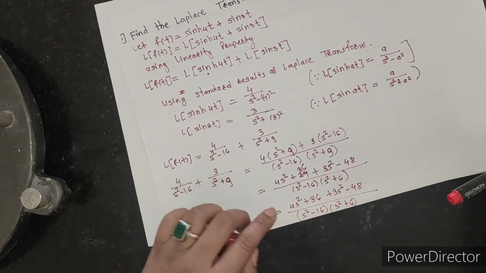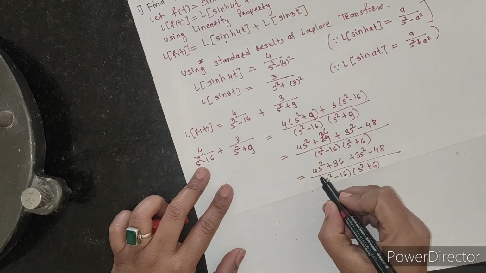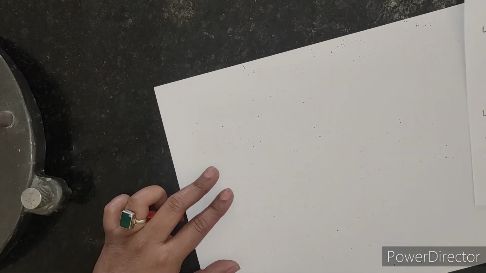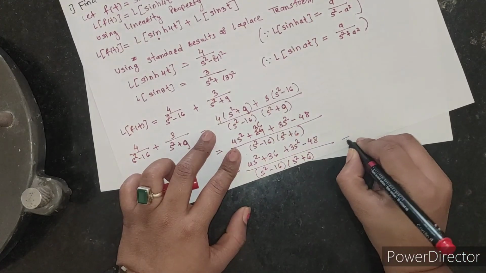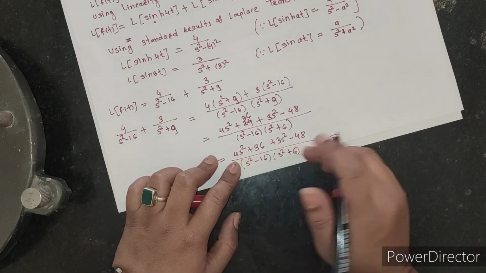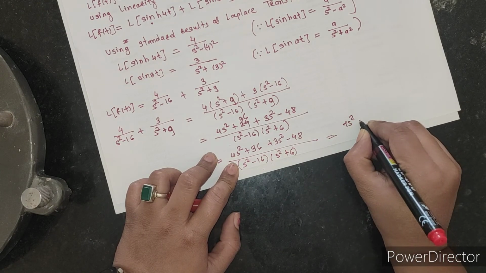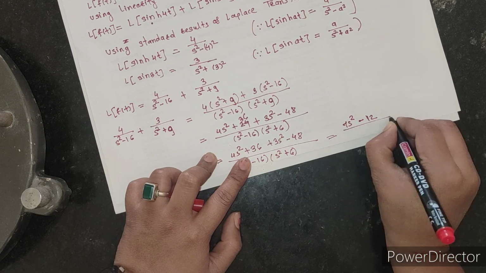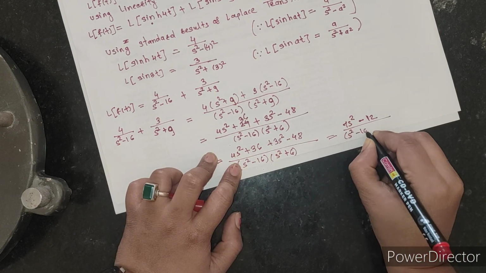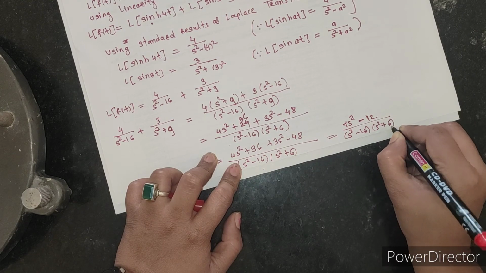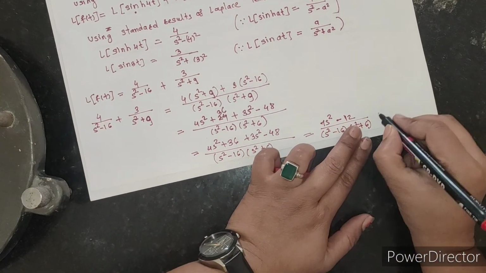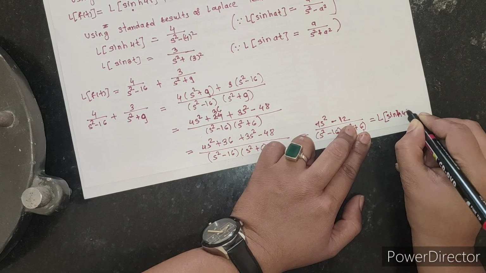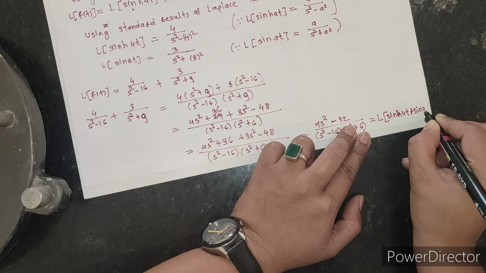Now grouping the terms. Group the terms 4 s square plus 3 s square, so this is 7 s square, and 36 minus 48 is minus 12, upon s square minus 16 into s square plus 9. So this is the Laplace transform of sine hyperbolic 4t plus sine 3t.